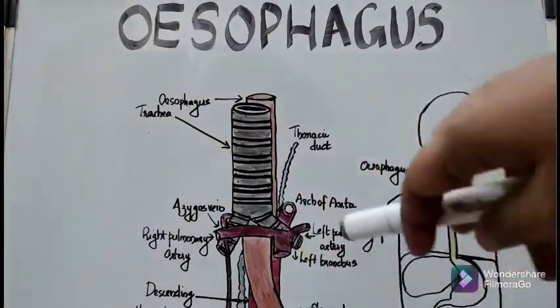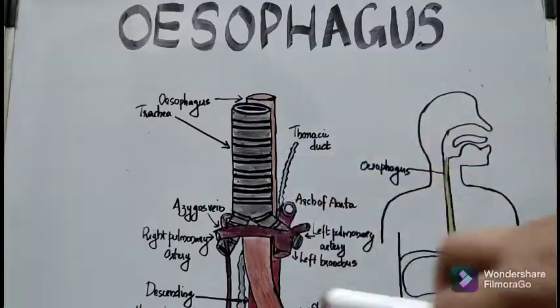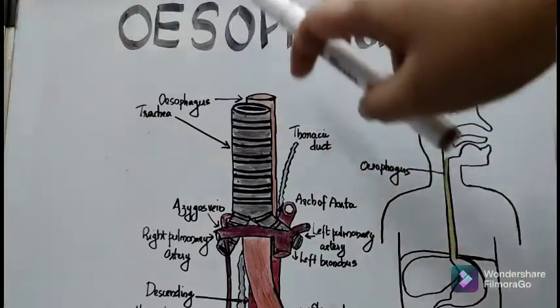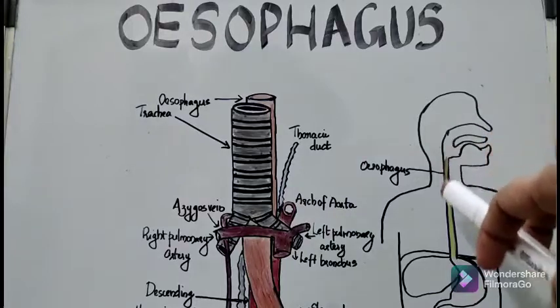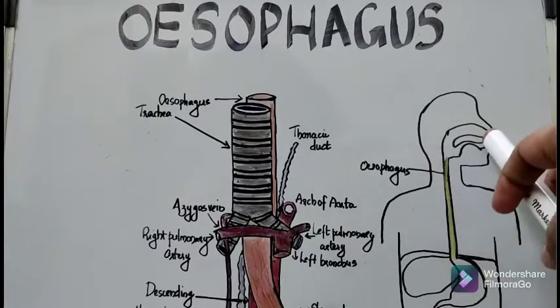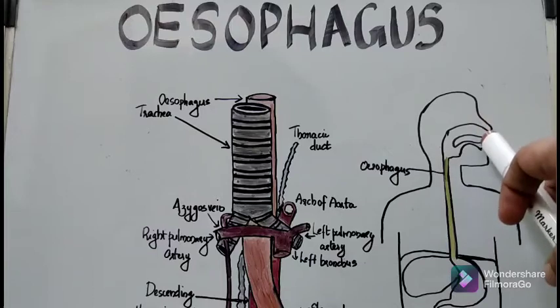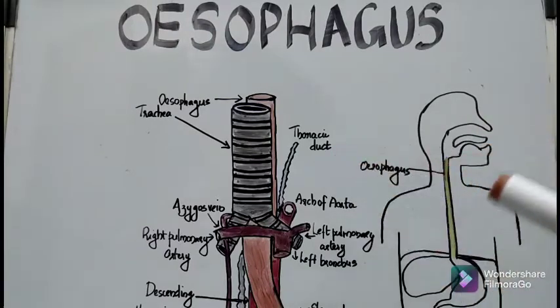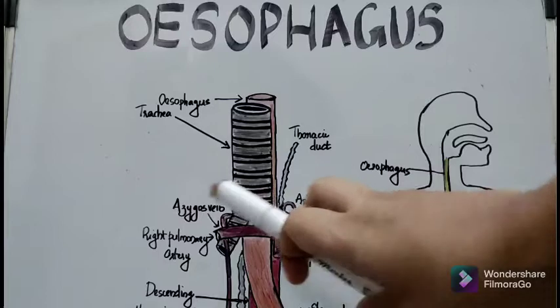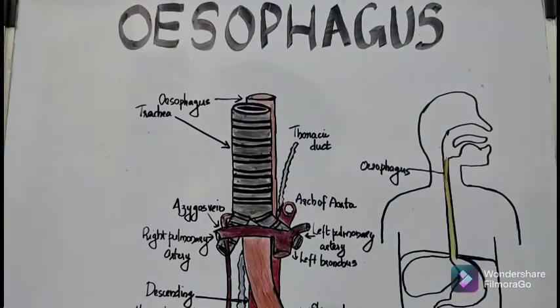The next constriction is near the arch of the aorta. That is, it is about 22.5 centimeters away from the incisor teeth, near the arch of the aorta.